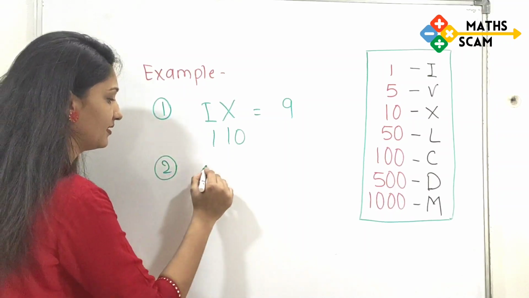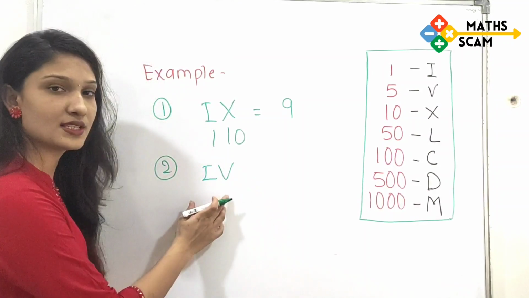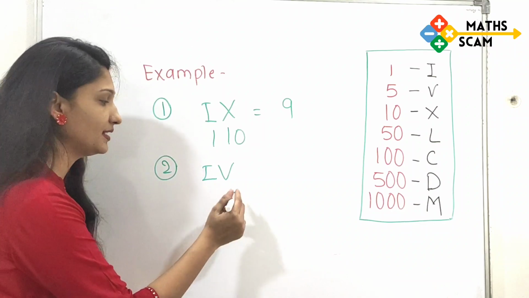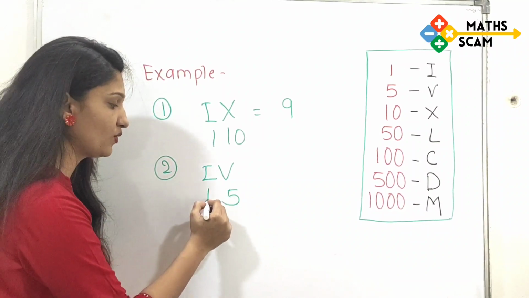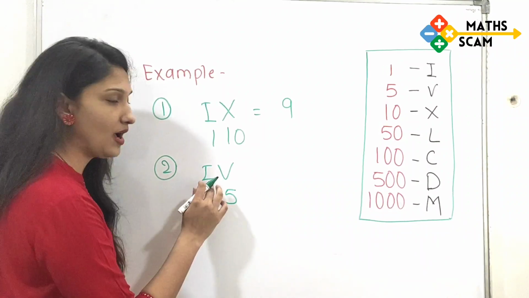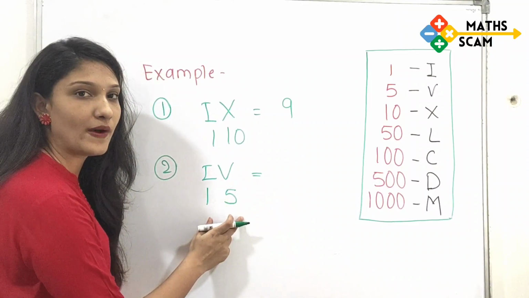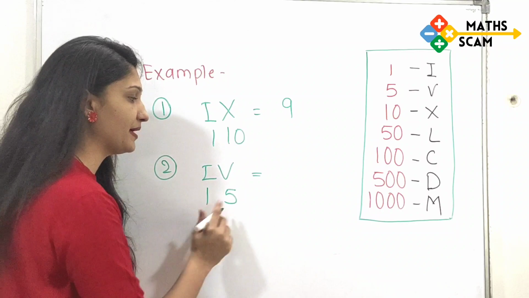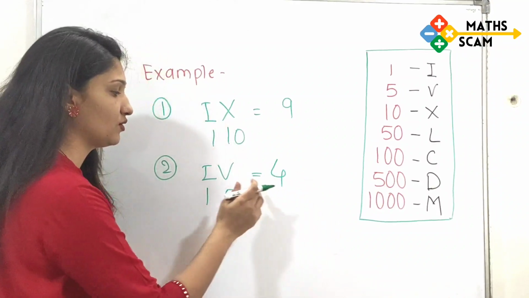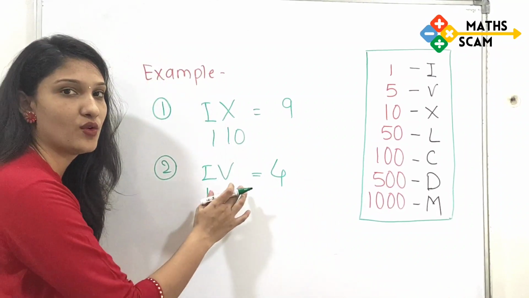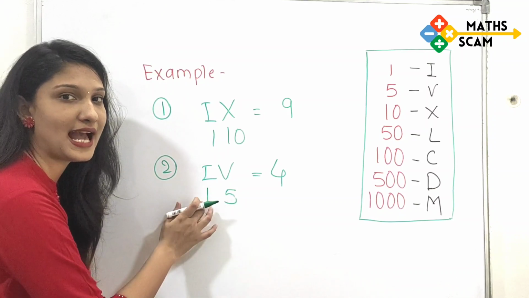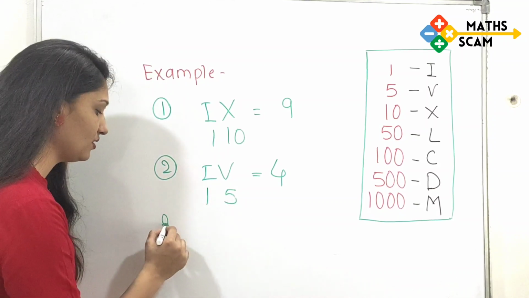Similarly, IV. Which is the larger number? V, because it's 5, and I is 1. So I precedes V. That's why we will subtract 5 minus 1. So 5 minus 1, 4. So how to write 4? V minus 1, so IV. Okay, understood?